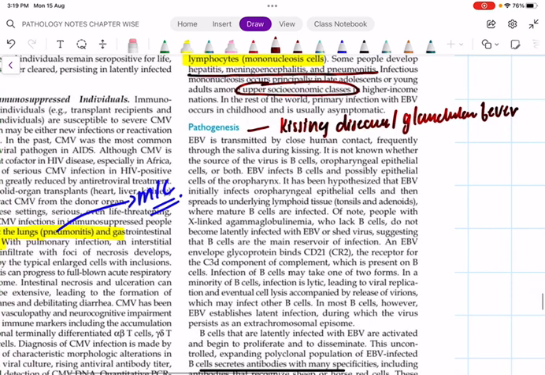Okay. Why kissing? Because through saliva you will get this. Fine? Yes. So the source of this virus is the B cells which are present in the oropharyngeal epithelial cells. Okay. So what happens?